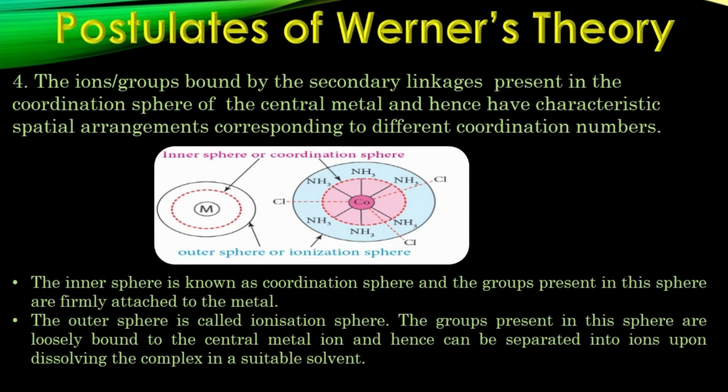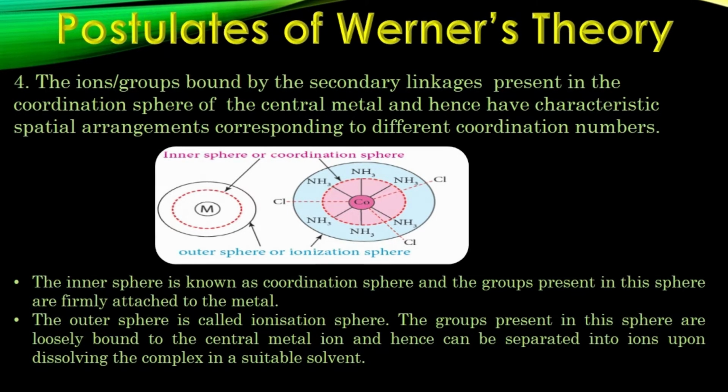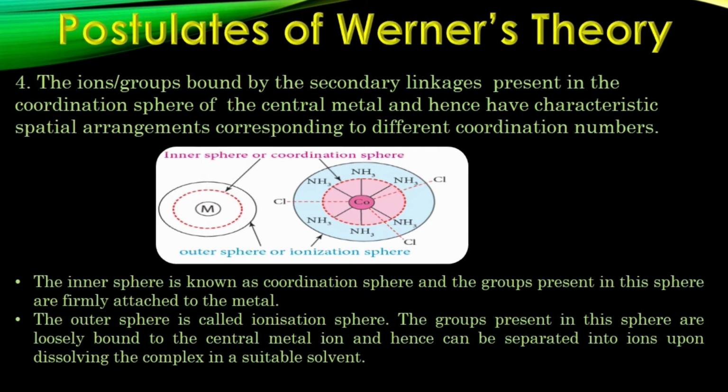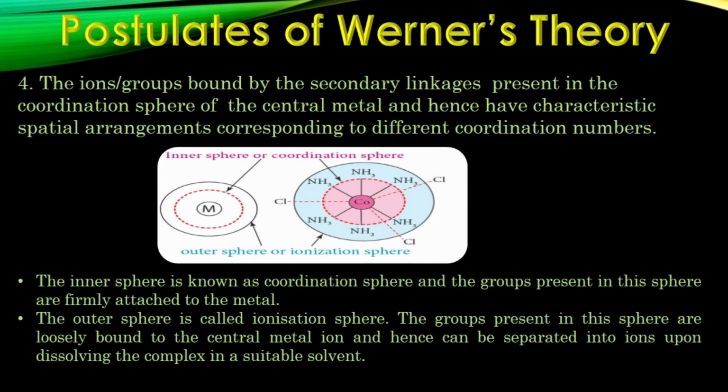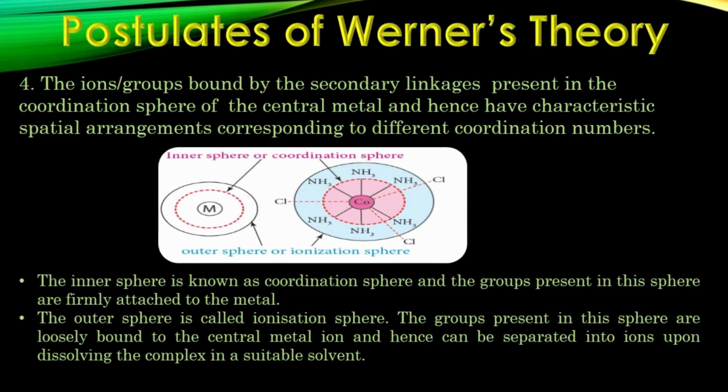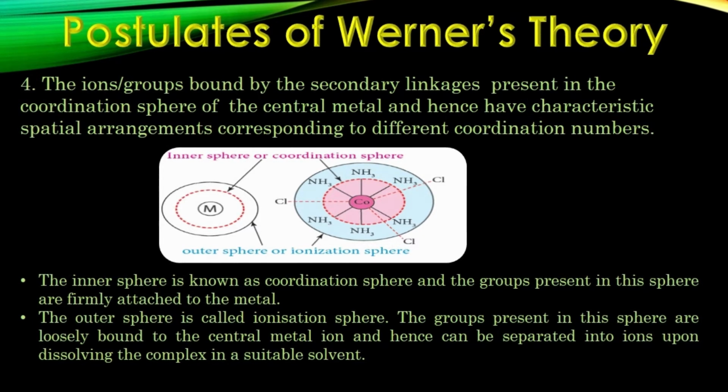and the groups present in this coordination sphere will be firmly attached to the metal. The outer sphere will be called the ionization sphere. The groups present in the ionization sphere are loosely bound to the central metal ion, and they can be dissociated into ions when this complex is dissolved in a suitable solvent.